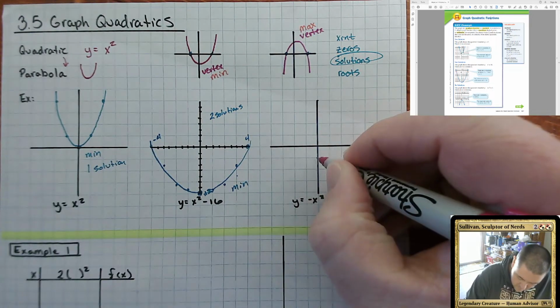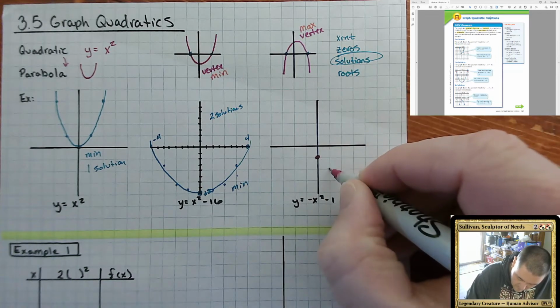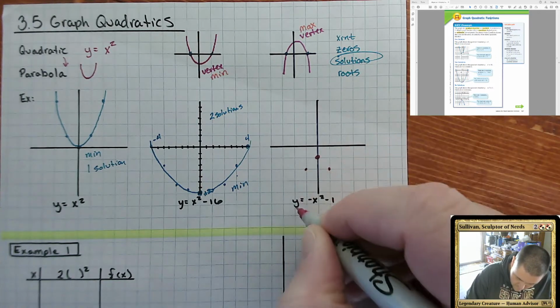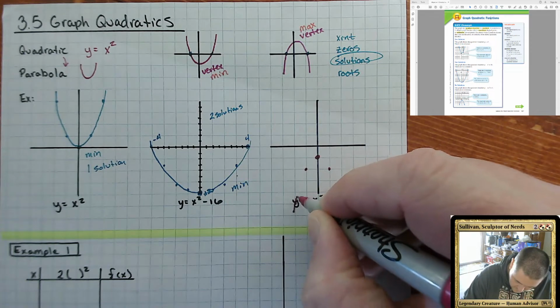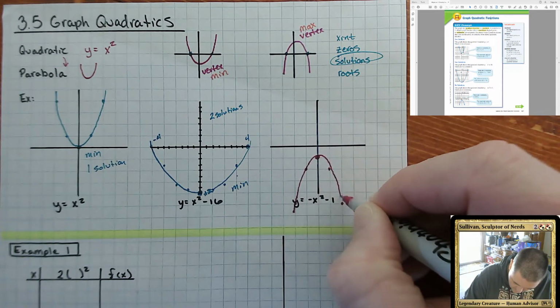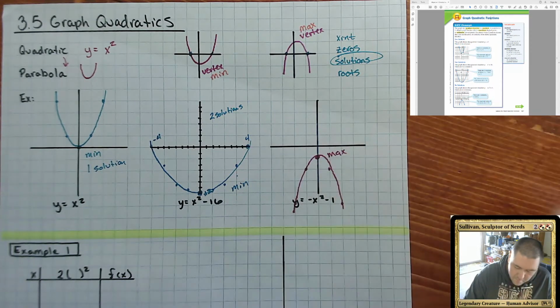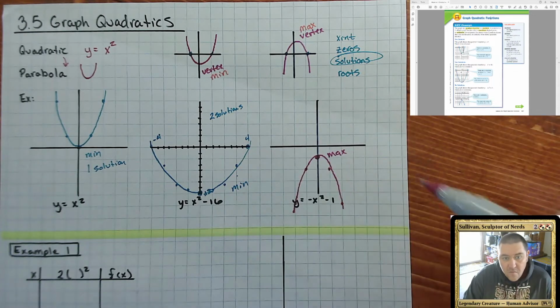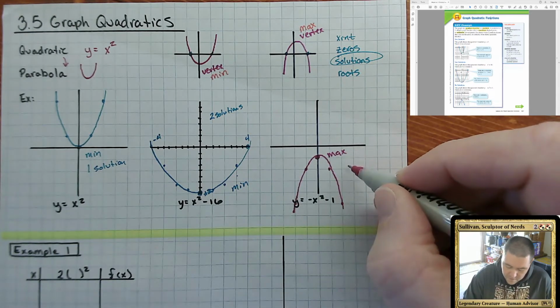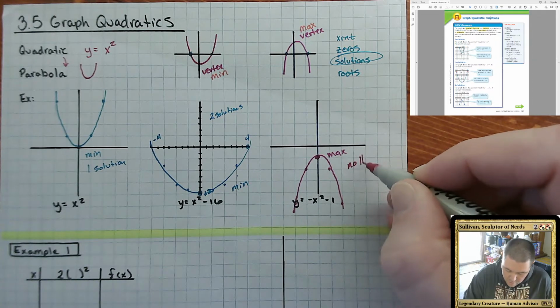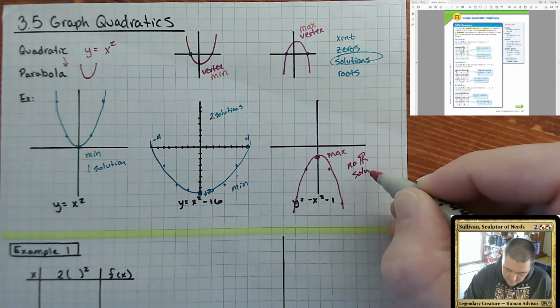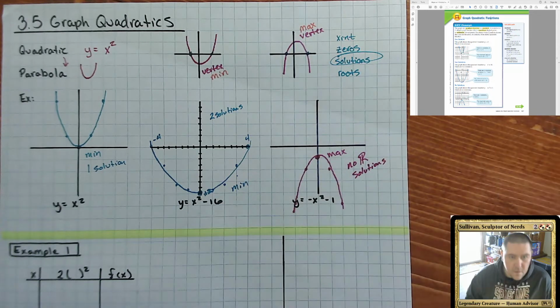Same thing here, except now, when I graph this one, it has a maximum, and you see it never hits the x-axis. So I will say this has no real solutions. Okay, so it's just, does it have a top of the hill or a bottom of the hill, a maximum or minimum, and wherever it hits the x-axis, that's called a solution.